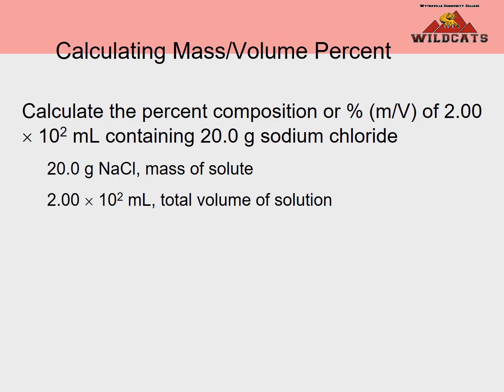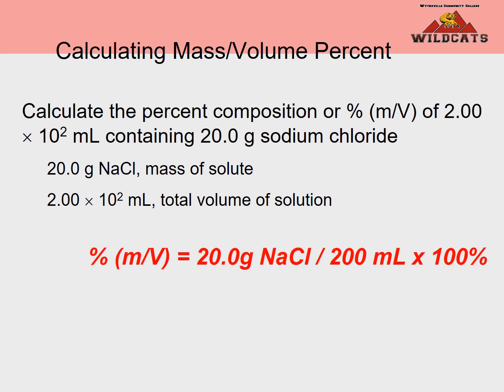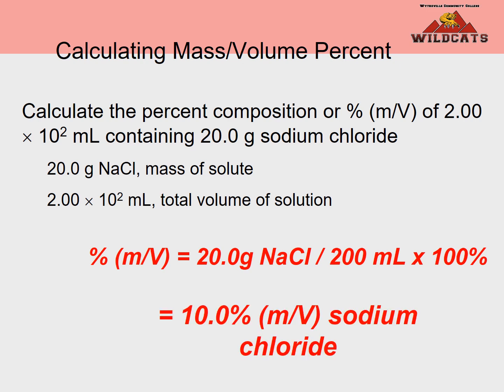To calculate the percent composition or percent mass of a 2 times 10 to the second, 200 milliliter solution containing 20 grams of sodium chloride, it's just 20 grams over 200 milliliters. Notice we're just putting the mass over milliliters instead of moles over liters. Then we multiply by 100% to turn the decimals into whole numbers, and we end up with a 10% sodium chloride solution.